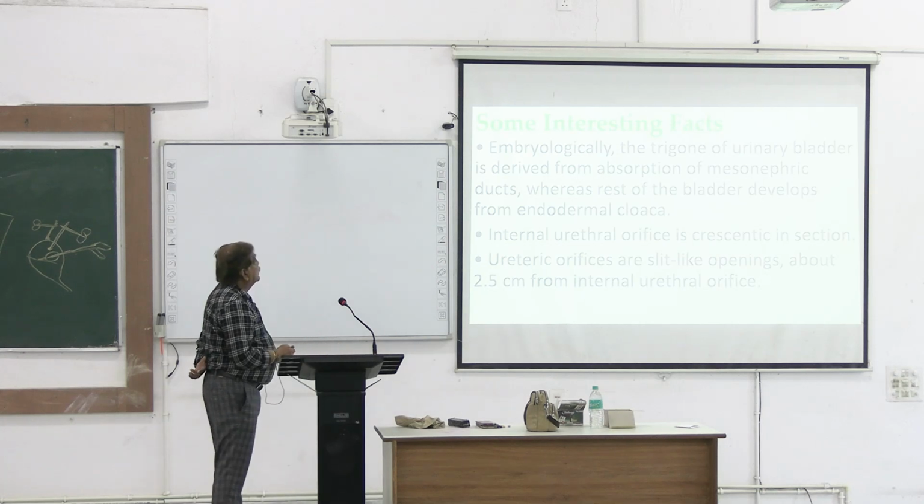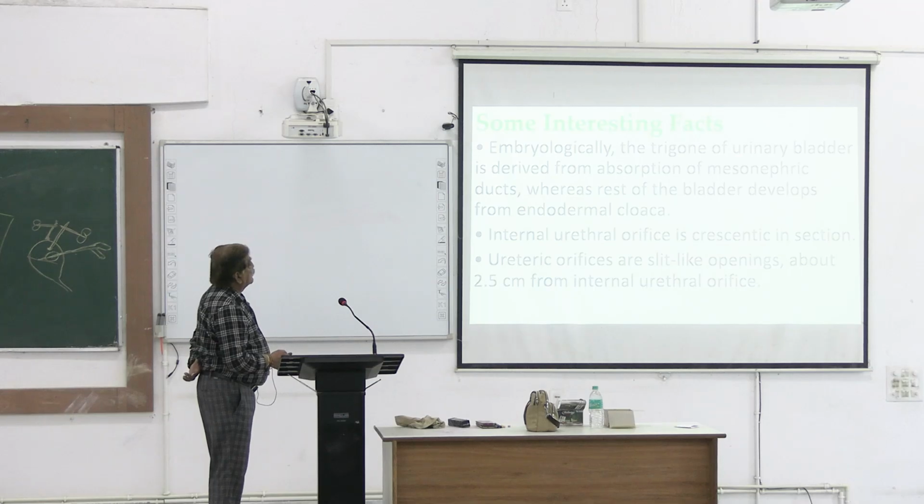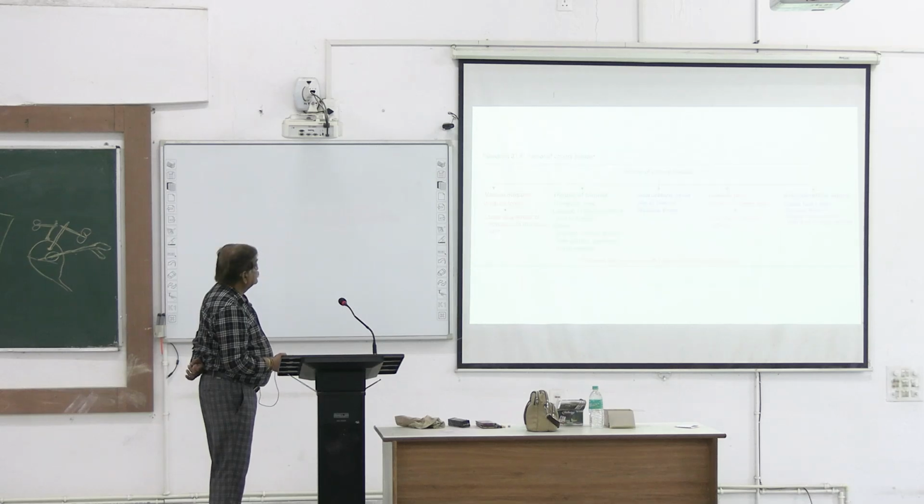Now, some interesting facts. Embryologically, the trigone of the urinary bladder is derived from the absorption of the mesonephric ducts, whereas the rest of the bladder develops from the endodermal cloaca. The internal urethral orifice is crescentic in section. Ureteric orifices are slit-like openings about 2.5 centimeters from the internal urethral orifice. See, this is the ureteric orifice, it's a slit. This is the ureter. This is the ridge here.